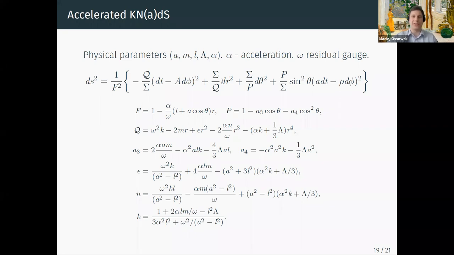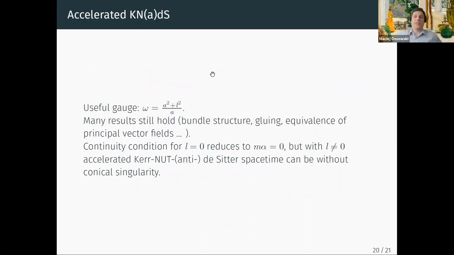The good thing about those accelerated spacetimes is that although some functions differ in detail, the global form is quite similar. So many of the results actually hold in the same way that they hold for the non-accelerated spacetime. So the continuity condition is formally the same with different p. We can in the same way get the bundle structure, the gluing, the equivalence of principal vector fields, and possibly some more.